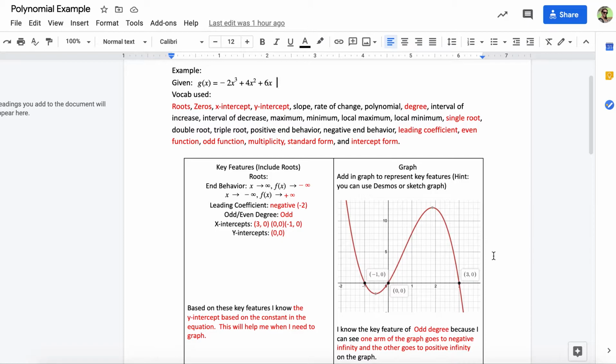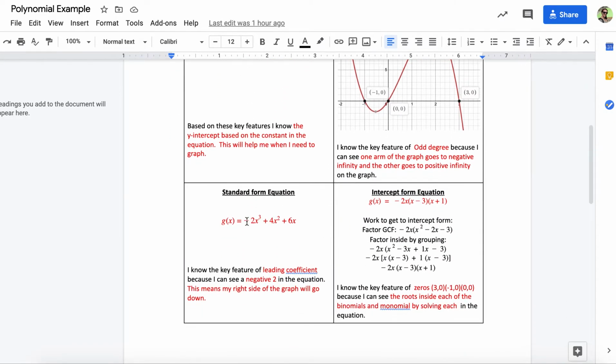So here we go. All right, so I chose this problem to complete, and I noticed that when I chose this problem, it was in standard form, so I was able to copy and paste the equation into our standard form equation box here. Immediately when I was looking at this equation, I noticed that the leading coefficient was -2. So that meant that the end behavior, or the right side of the graph, was going to go down to -infinity. And that would help me when I go into my graphing and when I'm looking at different key features.